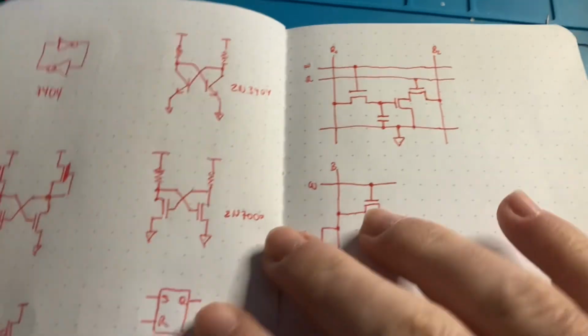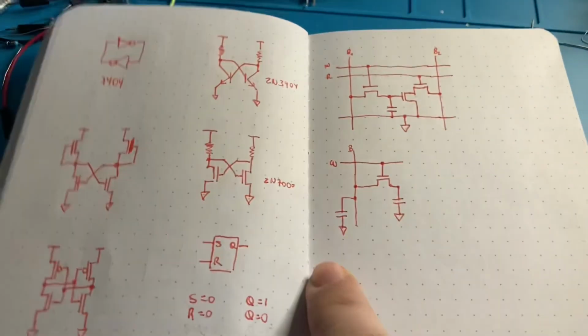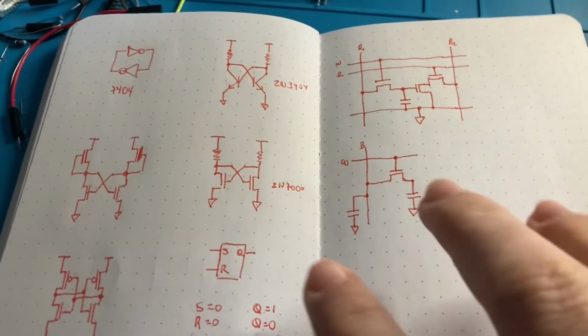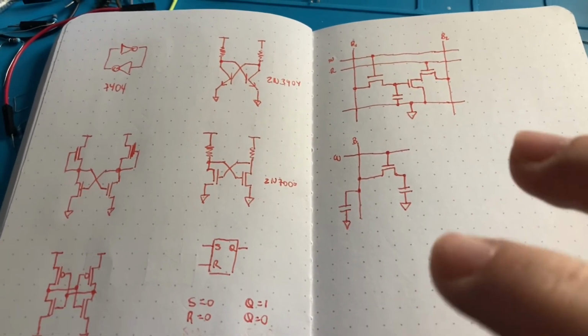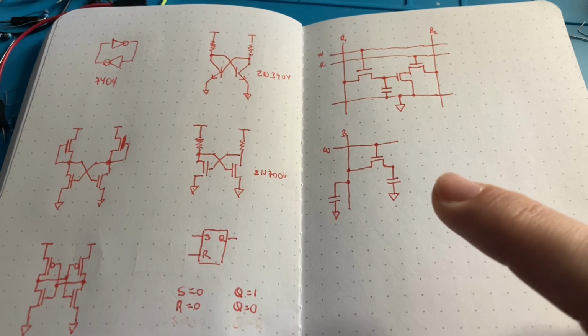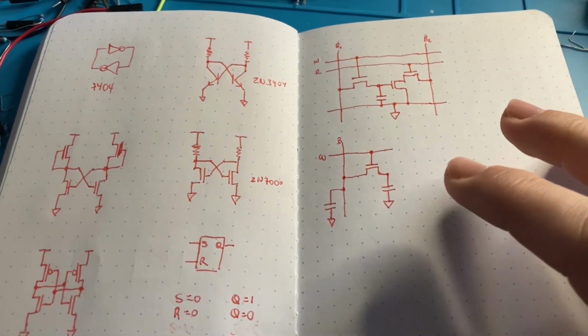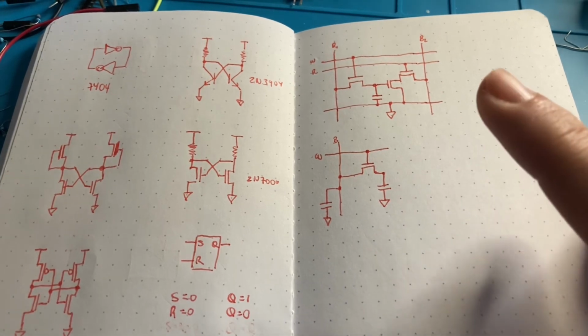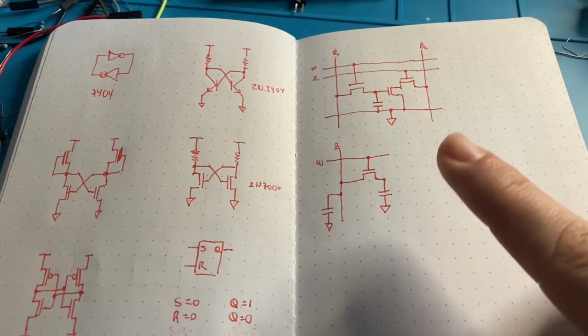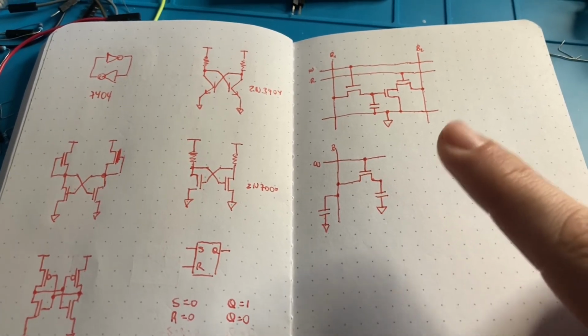But yeah, that was my video. I hope you enjoyed all of that. This is a very concise view of how to store 1-bit data using discrete components.